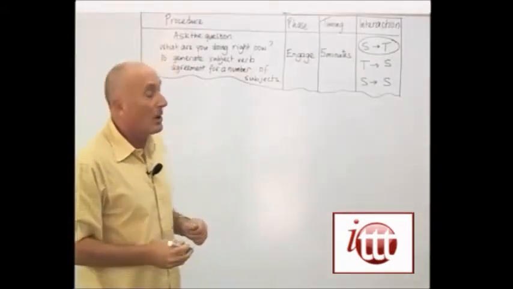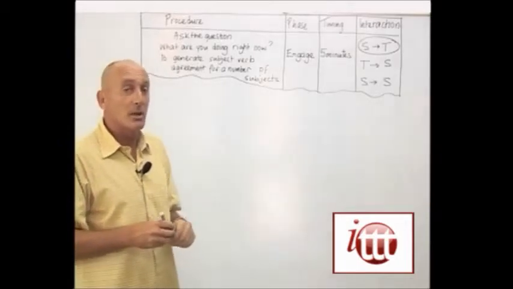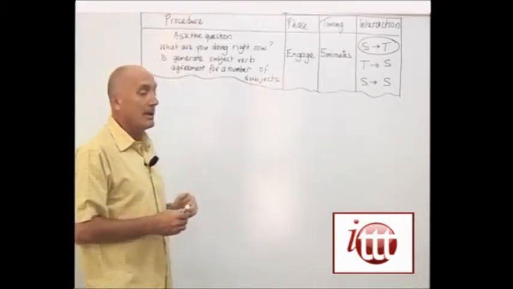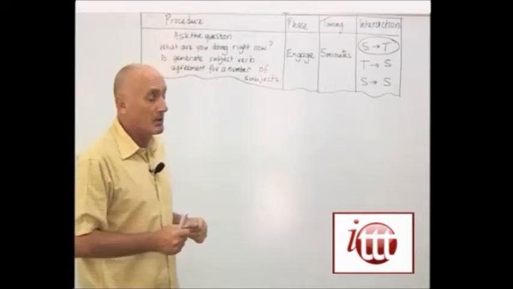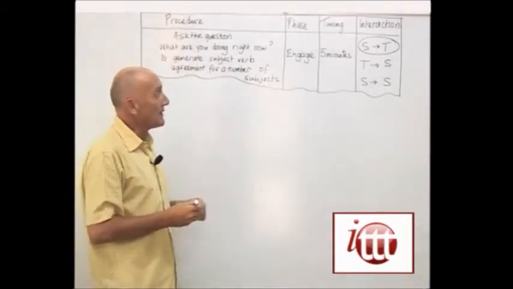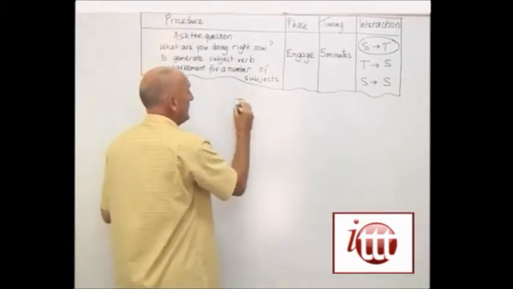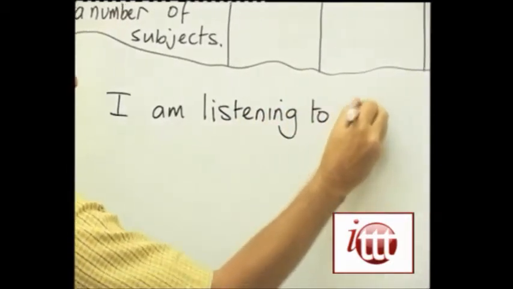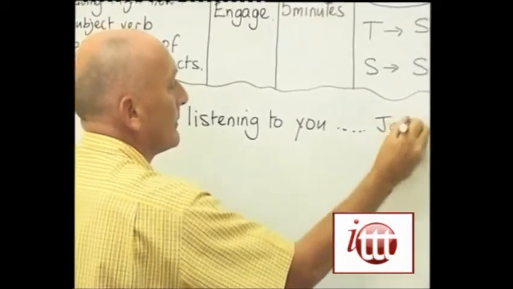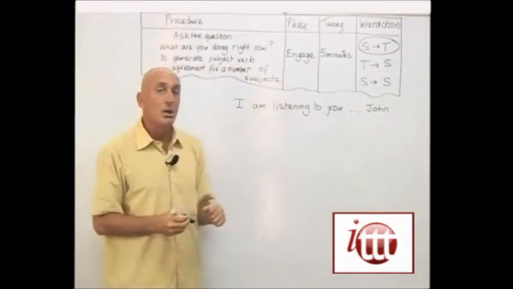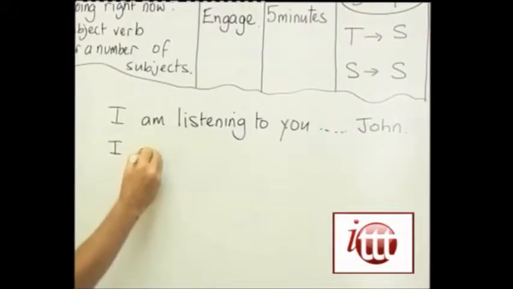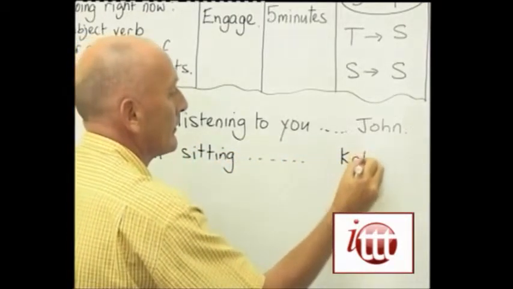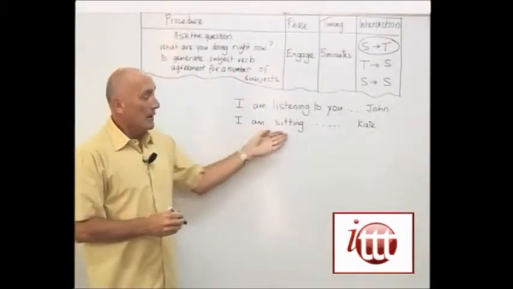I'm going to ask the question, what are you doing right now, to generate the subject-verb agreements between a number of different subjects and their verbs. So, to cut away from that, if we imagine that we went around the class asking various people, what are you doing right now, then we may generate some sentences that could possibly look like this. So John says, I am listening to you. Kate says, I am sitting.